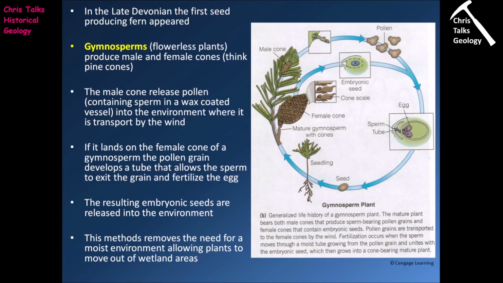Now as you can see, this method is far more straightforward. It's far more like the type of plant reproduction that we're used to. So this method removes the need for a moist environment, so essentially we've managed to cover the male sex cells in a waxy coating that stops them drying out, and it also helps to get rid of the need for water to be present to transport the male sex cells. So this change in reproductive style allows plants to move out of these very wet environments and into drier environments they would previously have not been able to occupy.